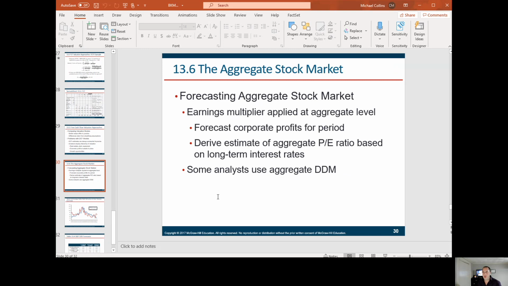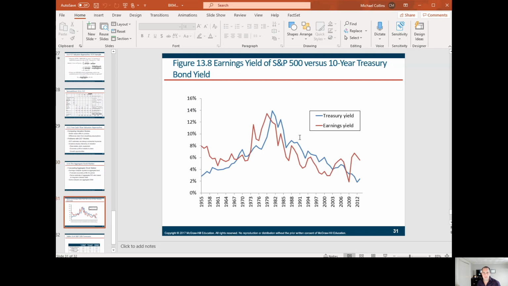Then, besides the individual stock, what about the aggregate market? You can also apply a lot of these same techniques, like the dividend discount model, to the stock market as a whole. Earnings yield of the S&P 500 versus treasuries. What it's saying right here is that because treasuries are trading at, let me tell you what treasuries are trading at today.